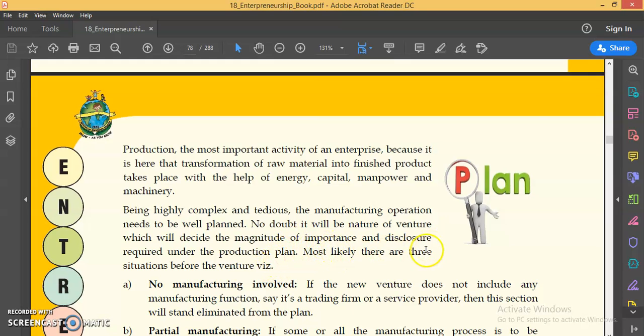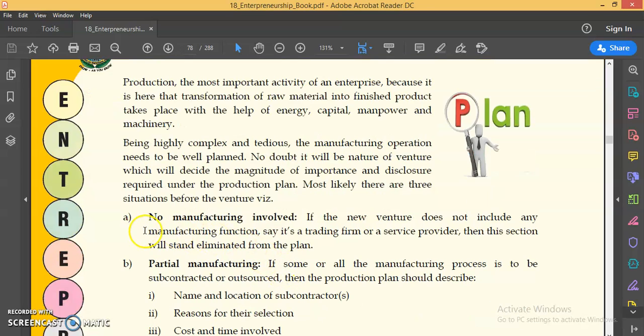So most likely there are three situations before the venture. What are they? The first type will be no manufacturing involved. So you are very safe. There's no need for an infrastructure, no need for a big building and factory, and you don't have to provide coal and electricity, because there's no production taking place. So you have no manufacturing involved.